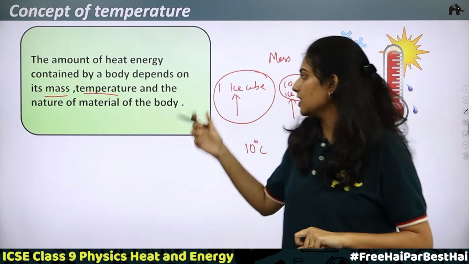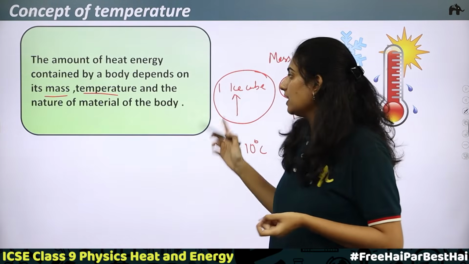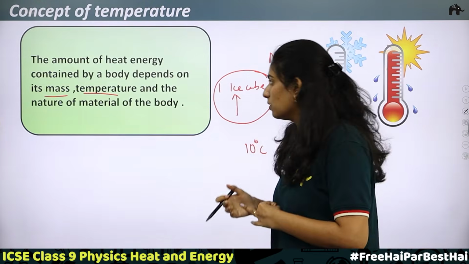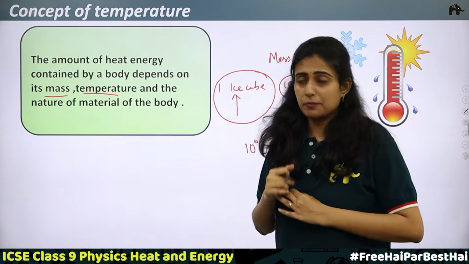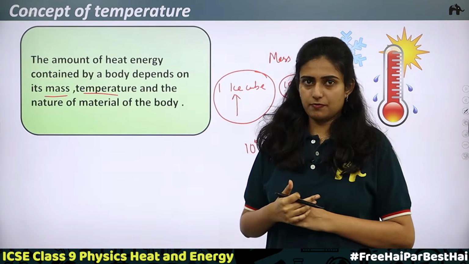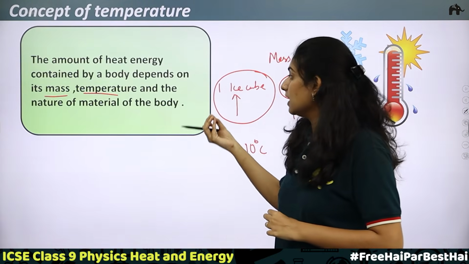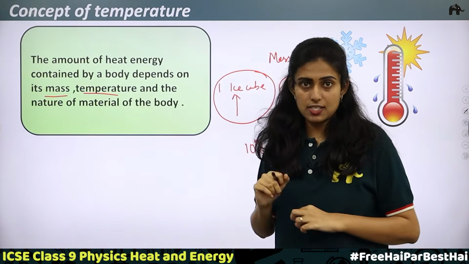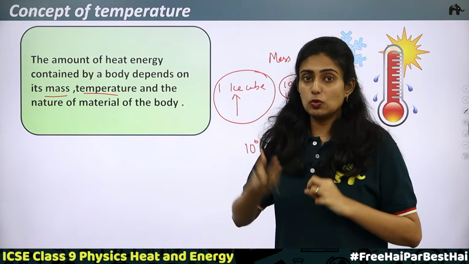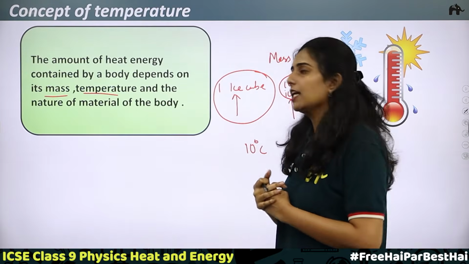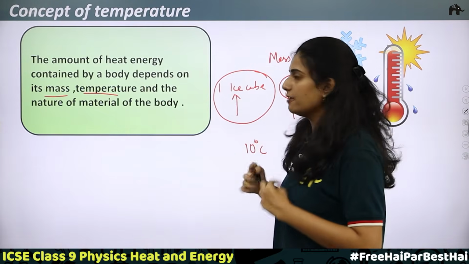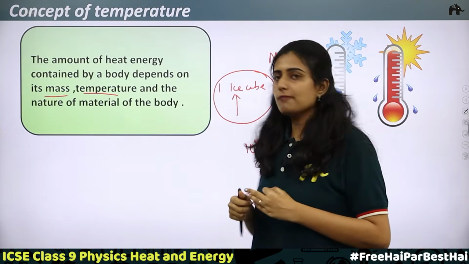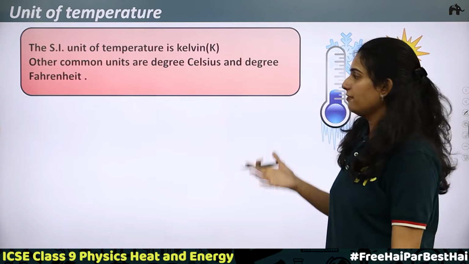The amount of heat energy depends on the body's temperature and the nature of the material of the body. If you take wood, coal, rubber, or different substances and supply heat energy to all of them, the way each uses it, the temperature change, will be different. So these are the three important factors on which the heat energy depends: mass, temperature, and the nature of the material of the body. Now, the unit of temperature.